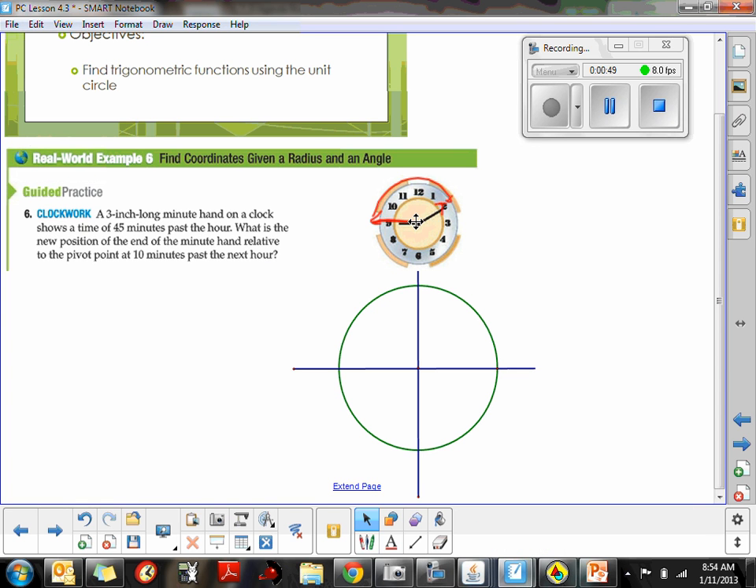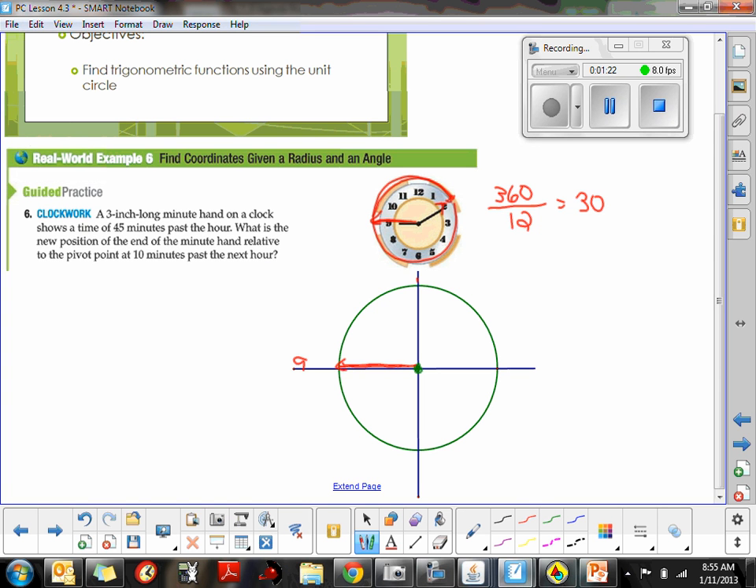So I want to position that clock on the coordinate plane. The center of the clock is here. The minute hand starts at the first time right here on the positive x-axis at 45 minutes, so at the 9. And then it rotates to 2. Well, around the clock, 360 degrees, we've got 12 equal parts, so 360 divided by 12. That means that each individual number here is a 30-degree rotation.